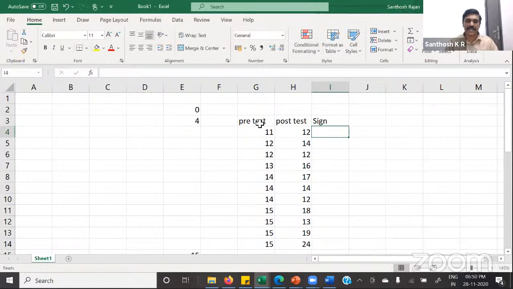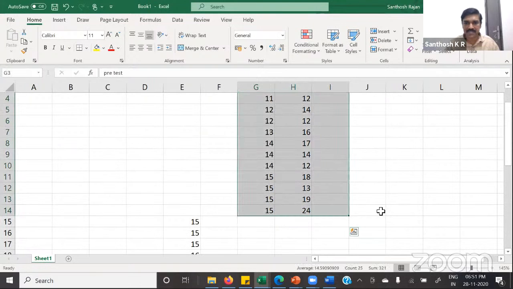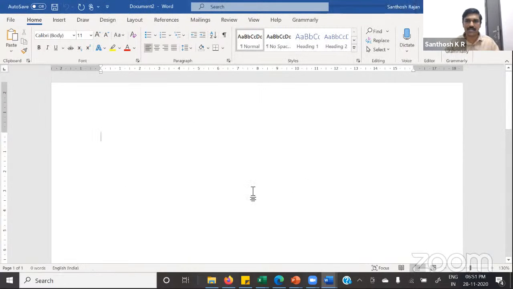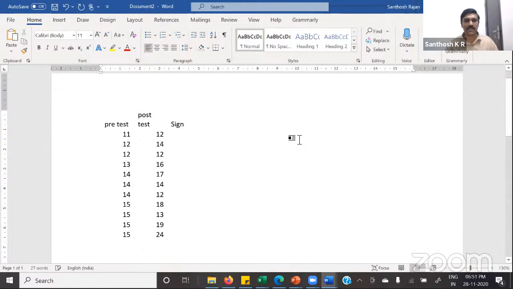11 increased to 12, so I am putting that sign as plus. Oh, here there is a problem. In Excel, we cannot do that. Excel immediately considers it as what? A formula. So I will open a Word file. And here, oh, that's our file itself we studied about.